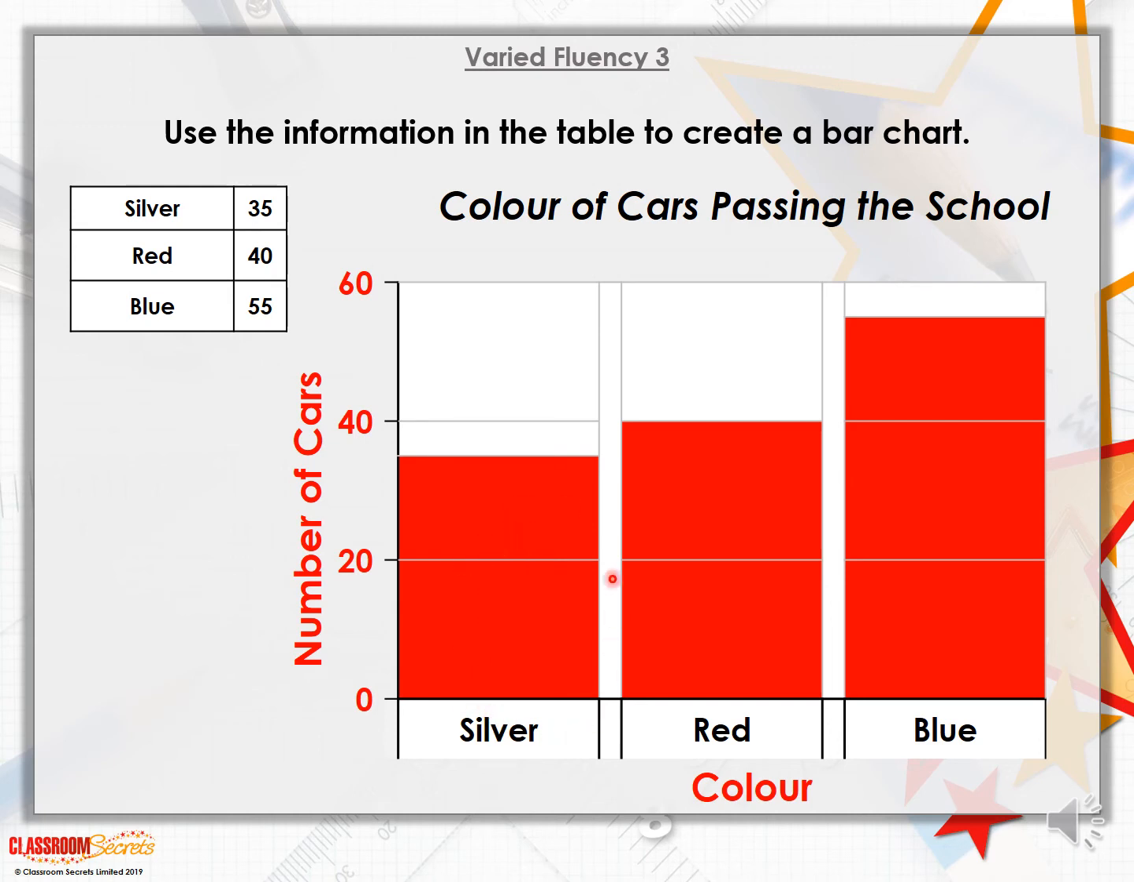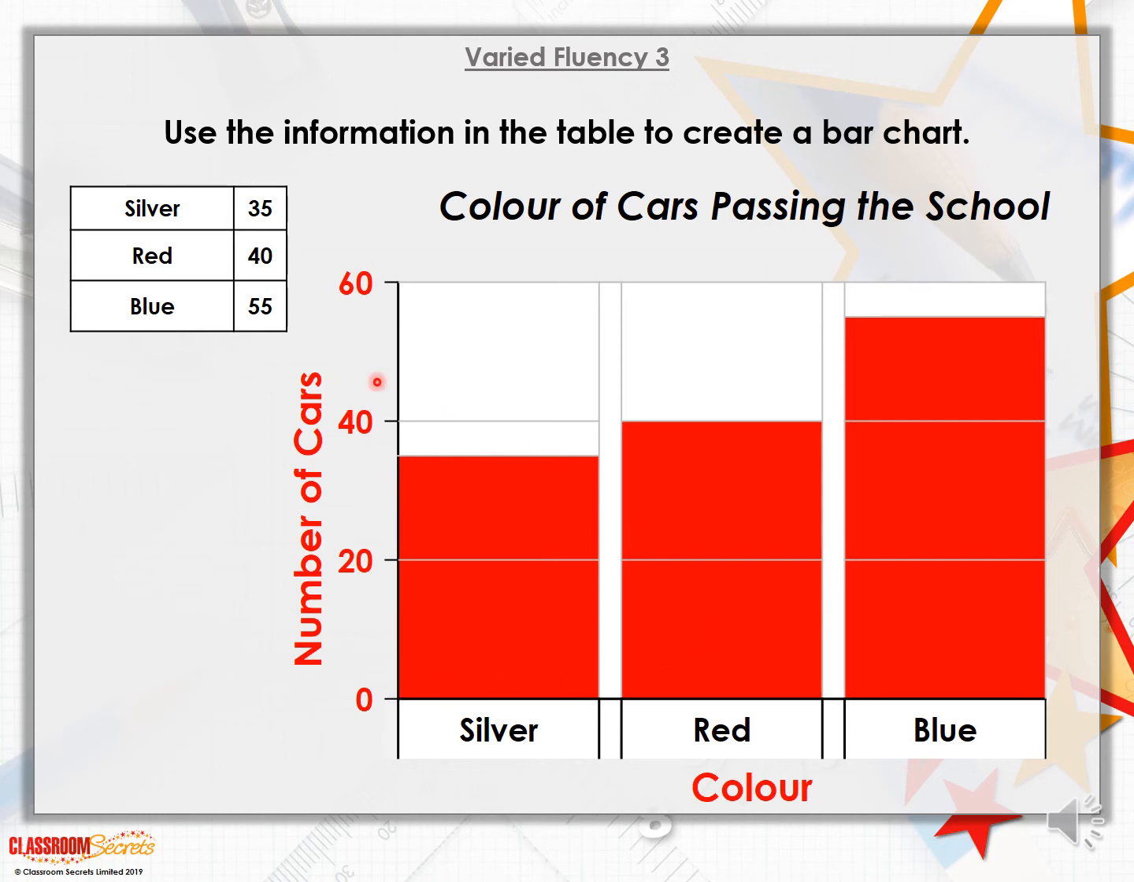So for silver, remember we already discussed that it's going to be going up in 20s. So the number of cars are going to be at the side here, and obviously it's the colour for here. So silver, obviously we've got 0, 20, 30 would be about halfway. So 30 is around about here. But remember I need 35, and 35 is in between 30 and 40. So again, I need to make sure I'm in between 30 and 40. So it needs to be drawn about here.